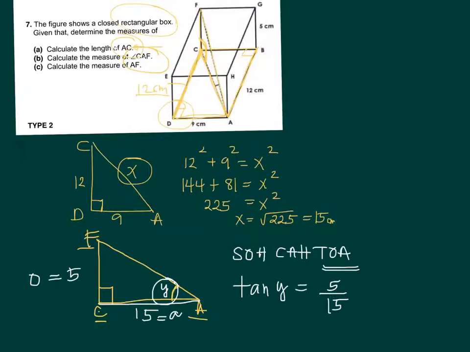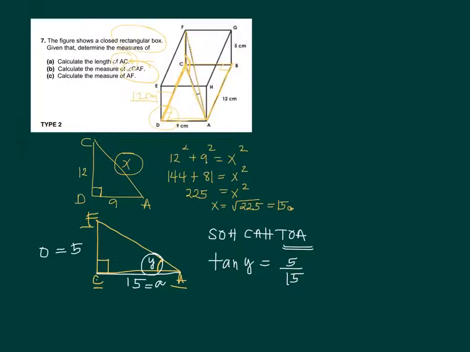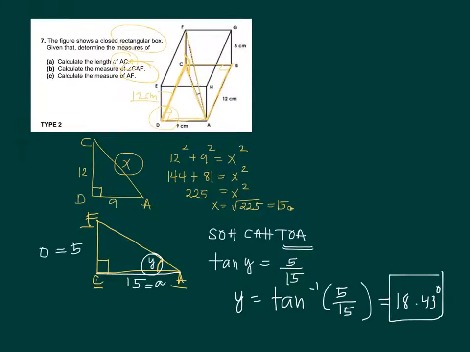And to get Y, all I have to do is get the inverse tangent of 5 over 15. If I do that, I have 5 over 15, then take the tangent inverse of the answer, that is 18.43. So this is 18.43 degrees. So the measure of CAF is 18.43 degrees.